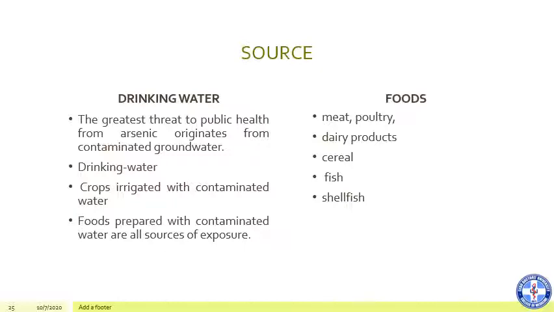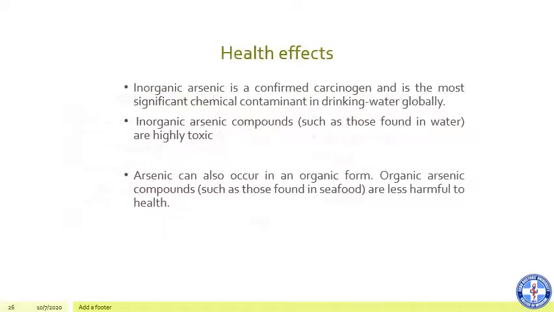In seafoods like fish and shellfish, arsenic is mainly found in its less toxic organic form. Health effects. Inorganic arsenic is a confirmed carcinogen and is the most significant chemical contaminant in drinking water globally. Inorganic arsenic compounds, such as those found in water, are highly toxic. Arsenic can also occur in an organic form. Organic arsenic compounds, such as those found in seafoods, are less harmful to health.